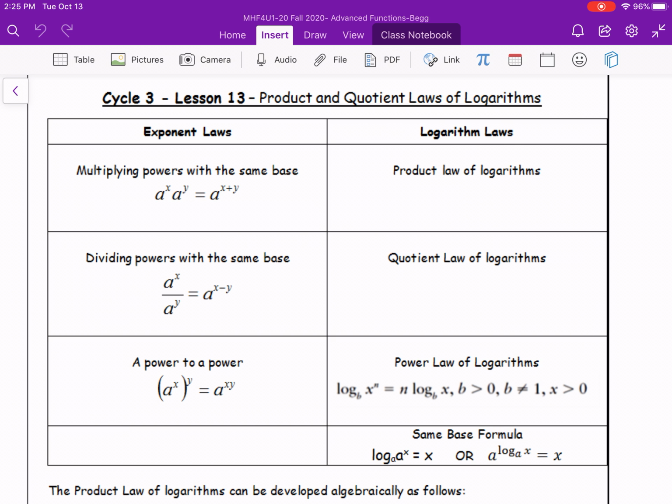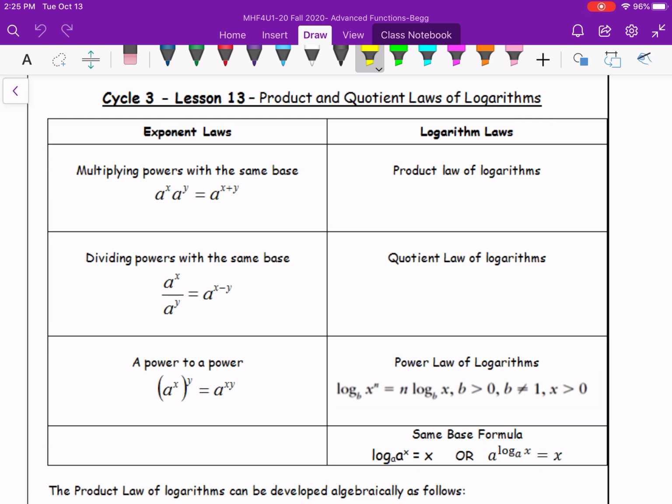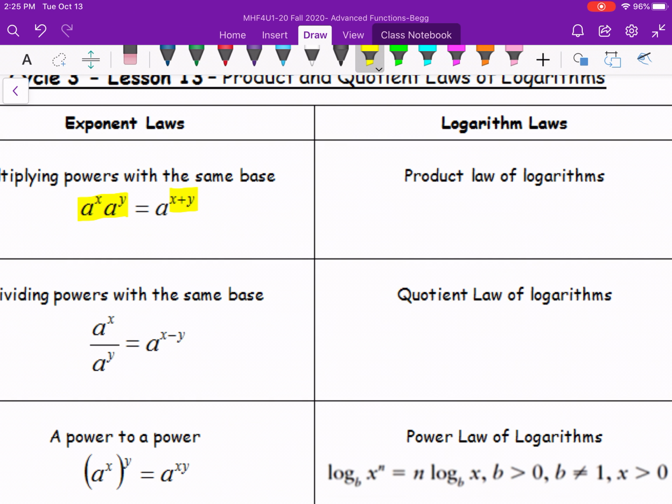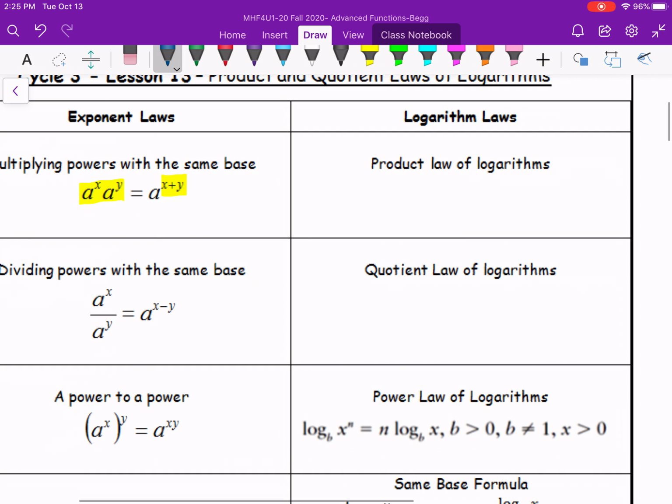So we already know that there's some power laws. For example, we know that if we multiply two powers with the same base together, then we end up adding the exponents. There's a parallel law for logarithms, but because they're just rewritten in a different form, they're going to look a little bit different.